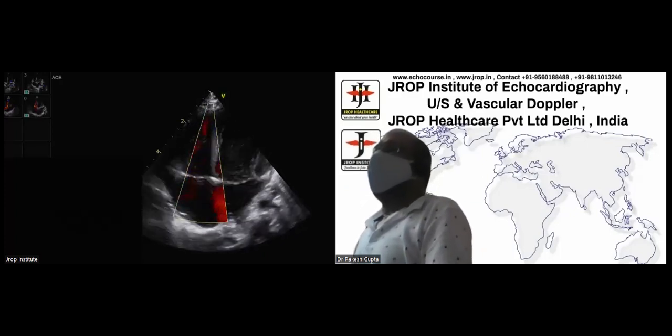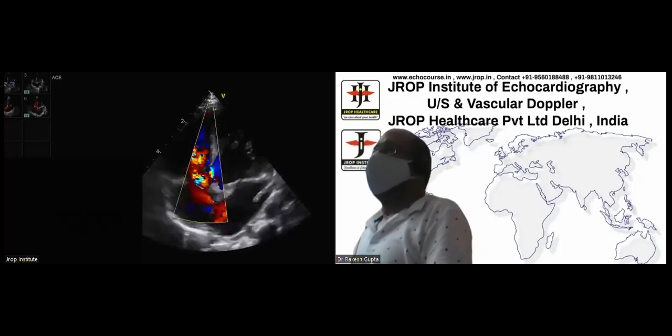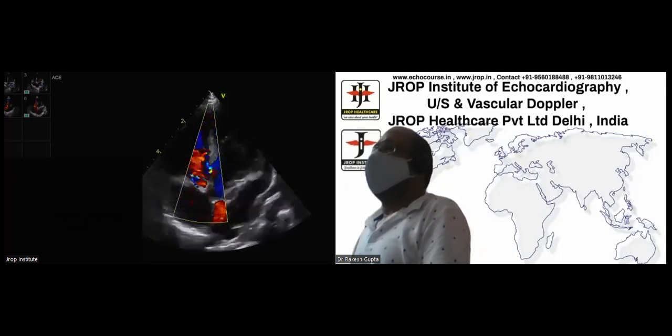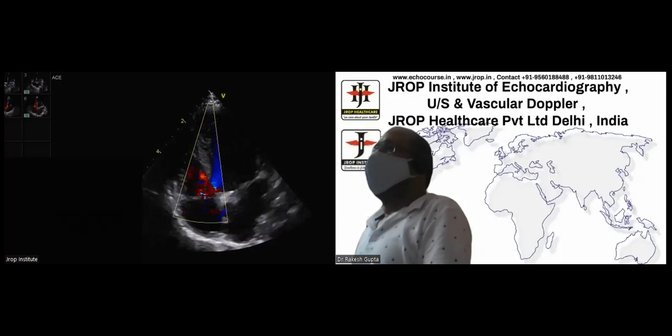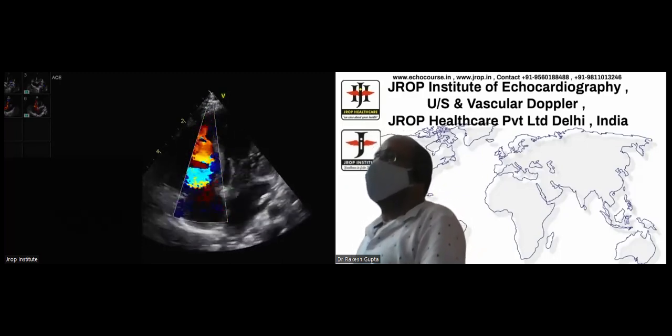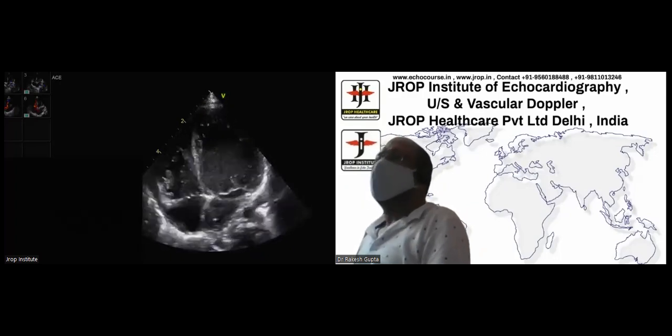And now it will be very difficult for us to measure our TR gradient, because whenever we try to measure the TR gradient, this jet will come in the way of measuring that particular gradient. So it will not be easy, and then we'll rely more on this gradient rather than a TR gradient.